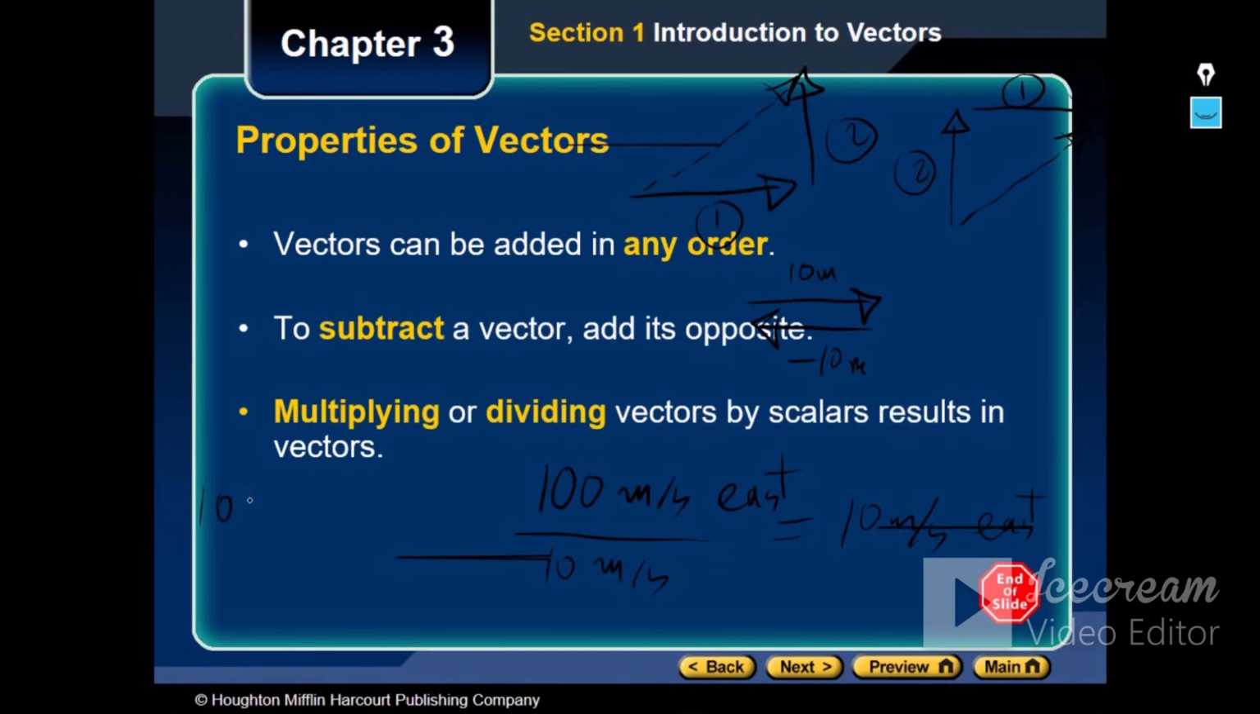Okay, and also guys, if we say that 100 meter per second multiplied by 10 meter per second to the east, for example, it equals at the end 1000 meter per second to the east. Can you see that? Now nothing changed, just the magnitude will change, but the direction did not change. It means vector multiplied by scalar equals vector, and vector divided by scalar equals vector also, but just the magnitude will change. That is the sum properties of vectors.